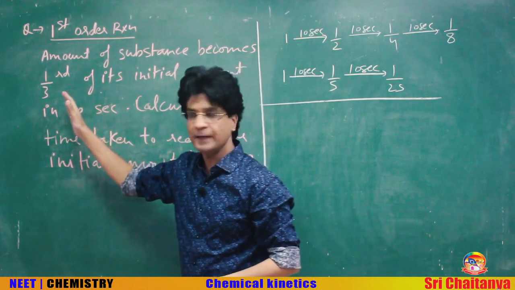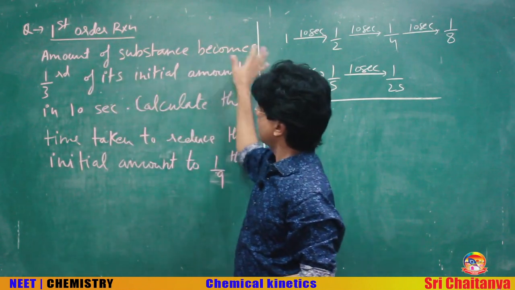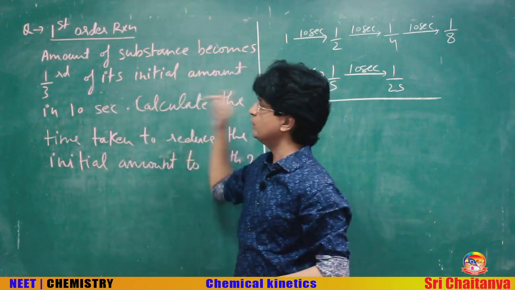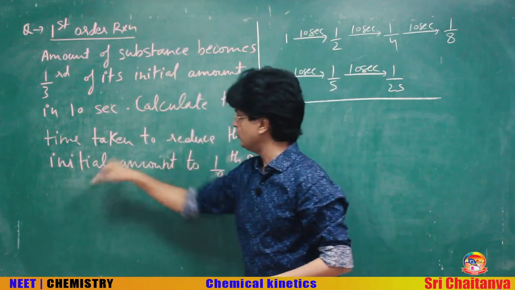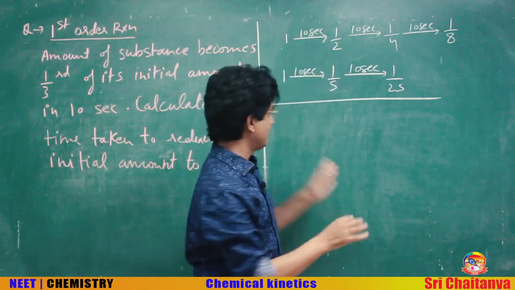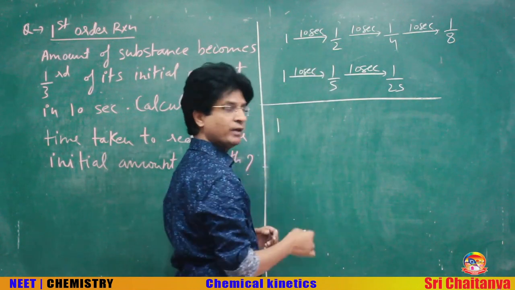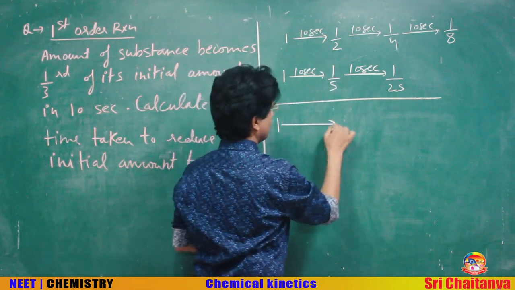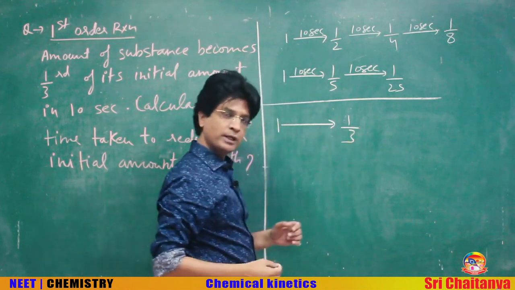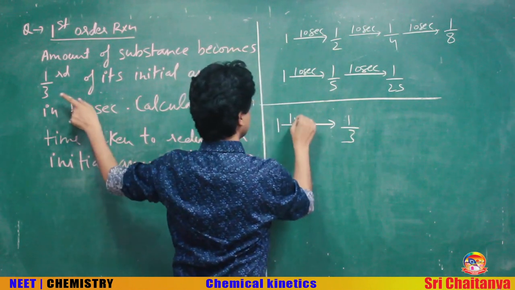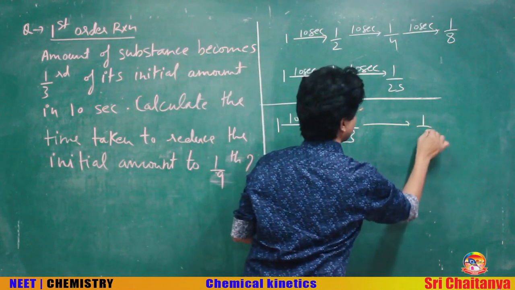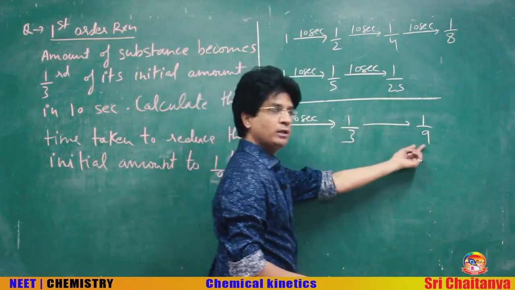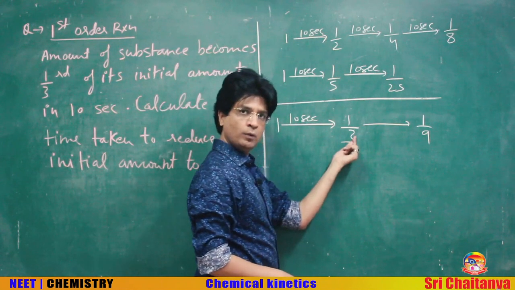This question says that the initial amount of substance becomes 1/3 of its initial value in 10 seconds. You have to find out the time taken to reduce the initial amount to 1 by 9. So that actually means I'm beginning with 1 molar. It will become 1 by 3 in 10 seconds. And I want 1 by 9. So 1 by 9 is what? 1/3 of 1 by 3.